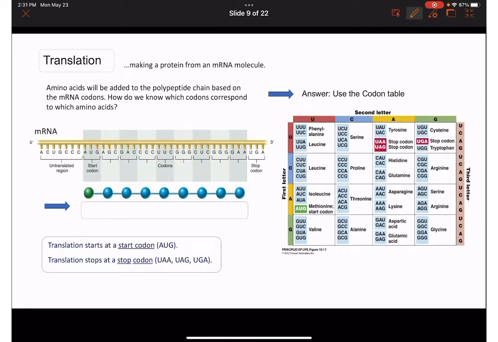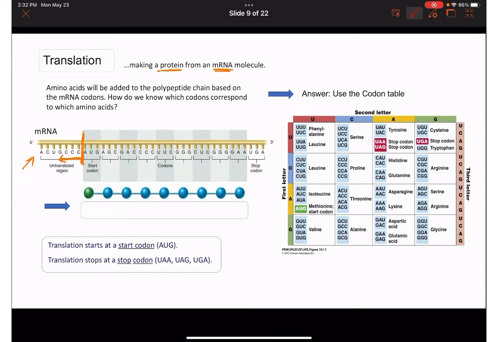And we can actually look at an mRNA sequence and determine what protein is going to be built. So here's our mRNA molecule, and parts of the mRNA molecule are not going to be translated. So translation is taking this mRNA molecule and making a protein from it. And so this part upstream here is going to be untranslated. So that's not going to be involved in making the protein, or at least it's not the genetic sequence to make a protein.